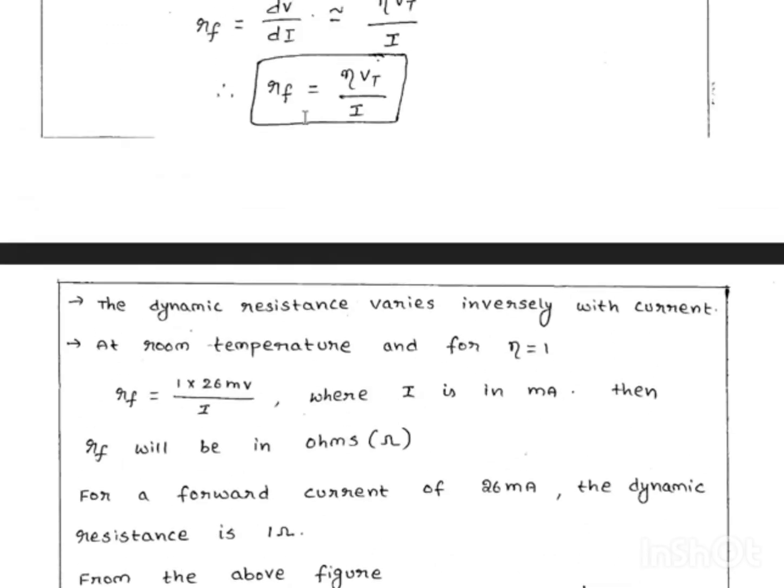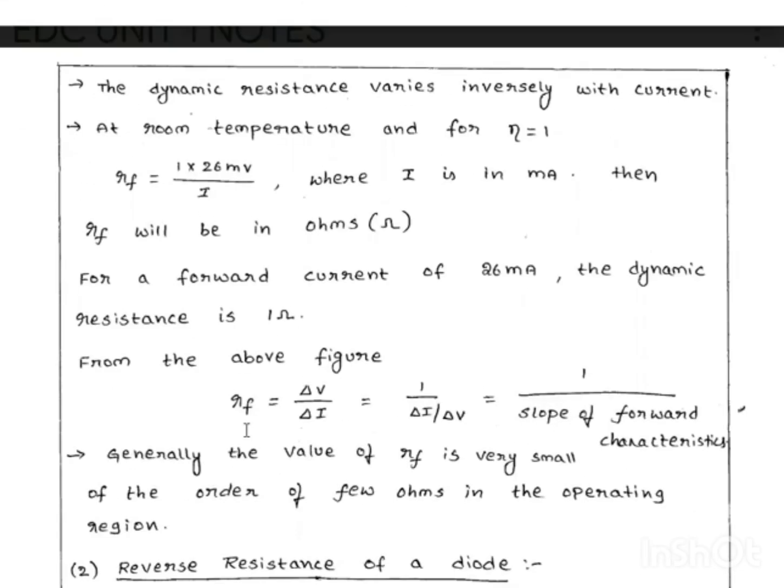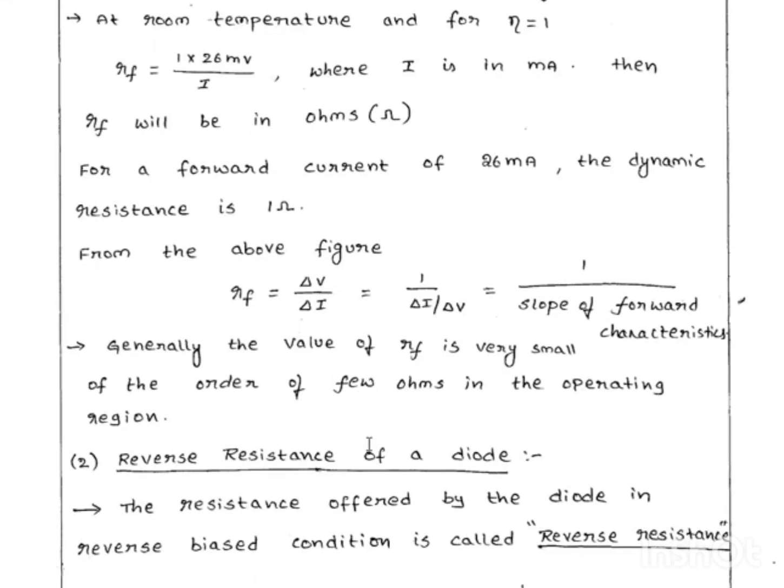When I consider eta equal to 1 in this equation, my resistance is in ohms when my current conduction through the diode is in milliamps. For a forward current of 26 milliamps, the dynamic resistance is 1 ohm. That is, if I substitute 26 milliamps in place of I, then I'll get resistance as 1 ohm. So Rf is equal to delta V by delta I, that is the inverse of the slope of the forward characteristics. The general value of Rf is very small, of the order of a few ohms in the operating region.